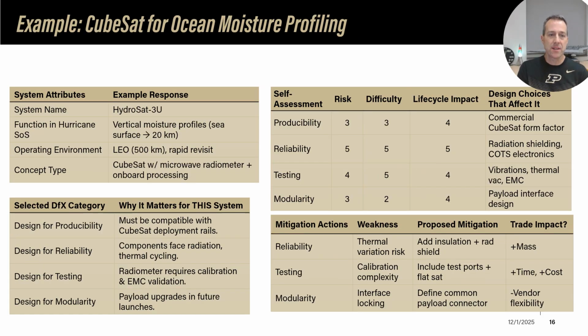Now let's look at a space example. So there's the system attributes, you see the 4 categories chosen, you see the assessment, and again, the mitigation actions. So these were actually generated by ChatGPT. I reviewed them. I thought it was a good approach. I asked Chat, what was this approach and where did they get it from?